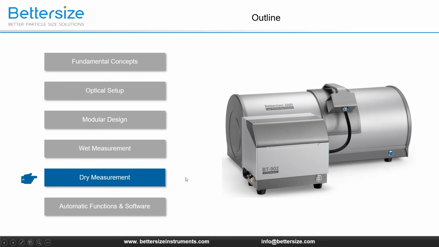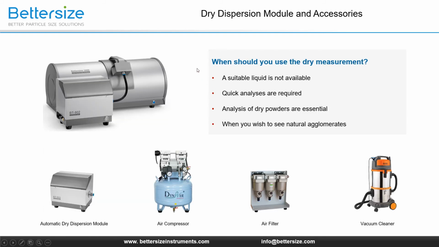Besides the wet measurement, let's talk about the dry measurement, a quite convenient and efficient method. In some cases, dry measurement has priority over wet measurement. For example, a liquid is not available, quick analysis is required, or you have to analyze dry powders or see natural agglomerates. In these cases, dry measurement becomes indispensable, but only a dispersion module BT902 is not enough. The Betasizer 2600 comes with other accessories, such as an air compressor, air filter, and vacuum cleaner.